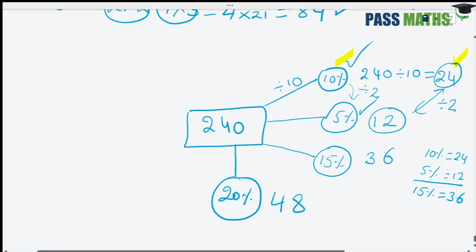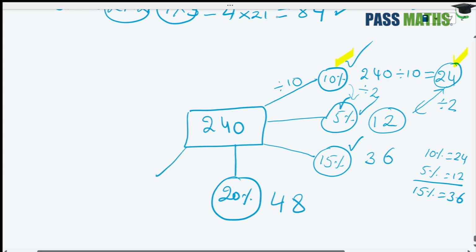Somebody might say, I don't want to do it that way. I can do 15% and 5% together. That also gives you 48. It doesn't matter which method you use, as long as you think logically and can make the percentage, and then add those answers together, it gives you the answer.